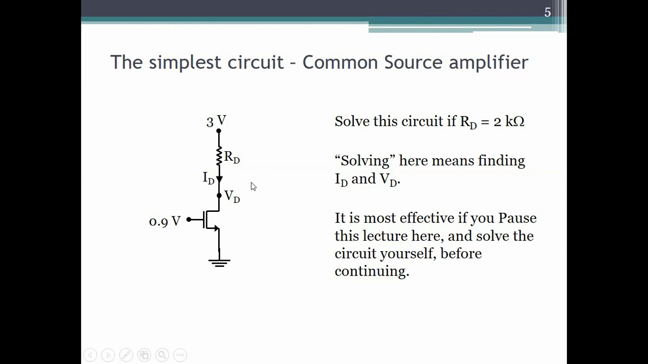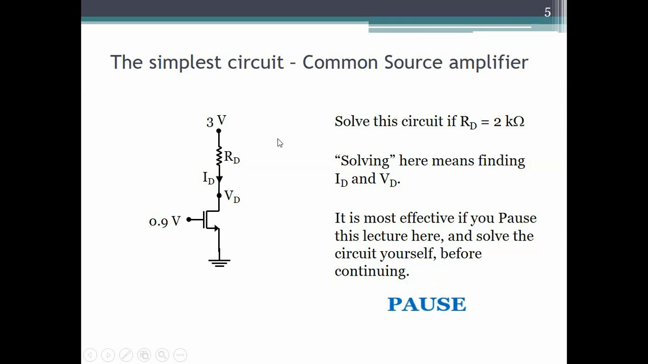And right now we just want to learn to solve these different circuits under DC conditions. So I've put a 0.9 volt here, 3 volt here. RD is given to be 2 kilo ohms. Question is solve the circuit. And solving means find all the unknown currents and voltages. In this circuit, the unknown currents and voltages are ID and VD. Of course, once we find one, the other is directly calculable from Ohm's law for the resistor.